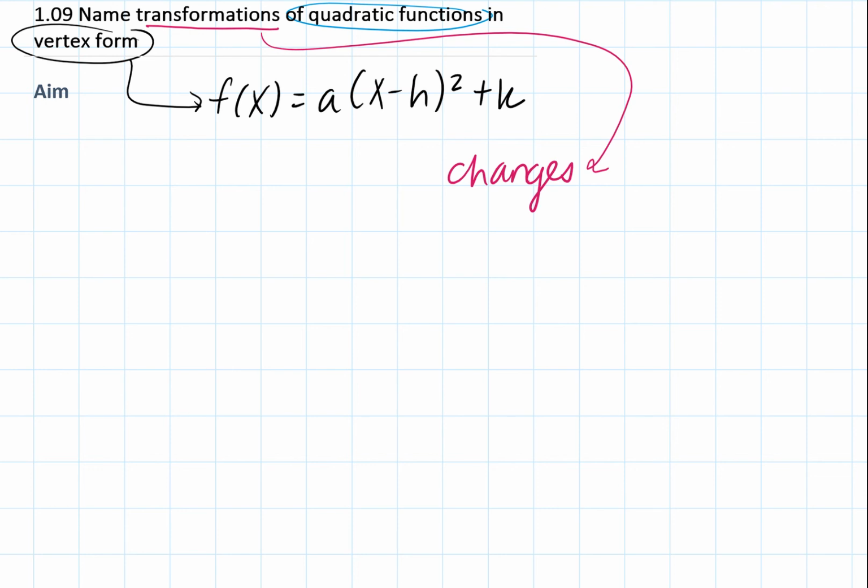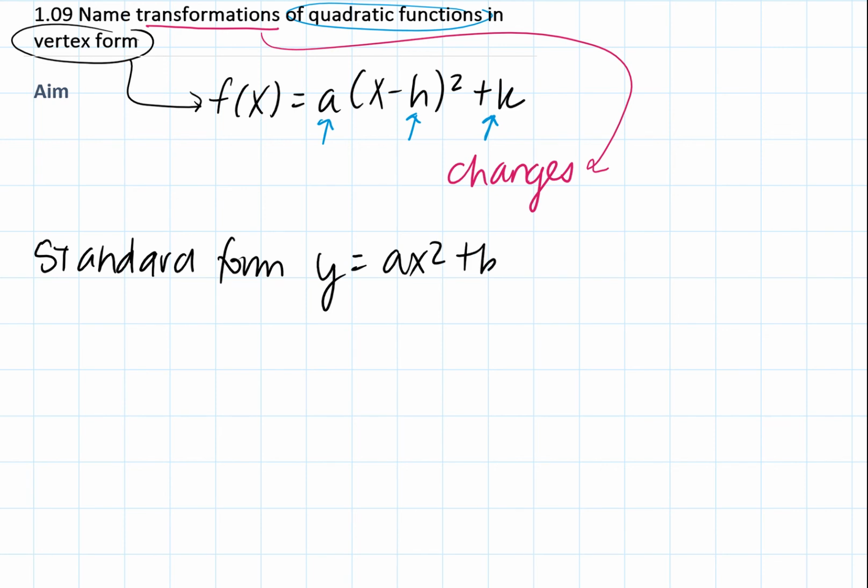Okay, we're only talking about vertex form because it's easier to talk about what effect a, h, and k have on the function than talking about how we can change functions in other forms. Keep in mind we have two other forms. We have the standard form of a quadratic function, which is y equals ax squared plus bx plus c. It's pretty hard to say what b does to a function in this form.